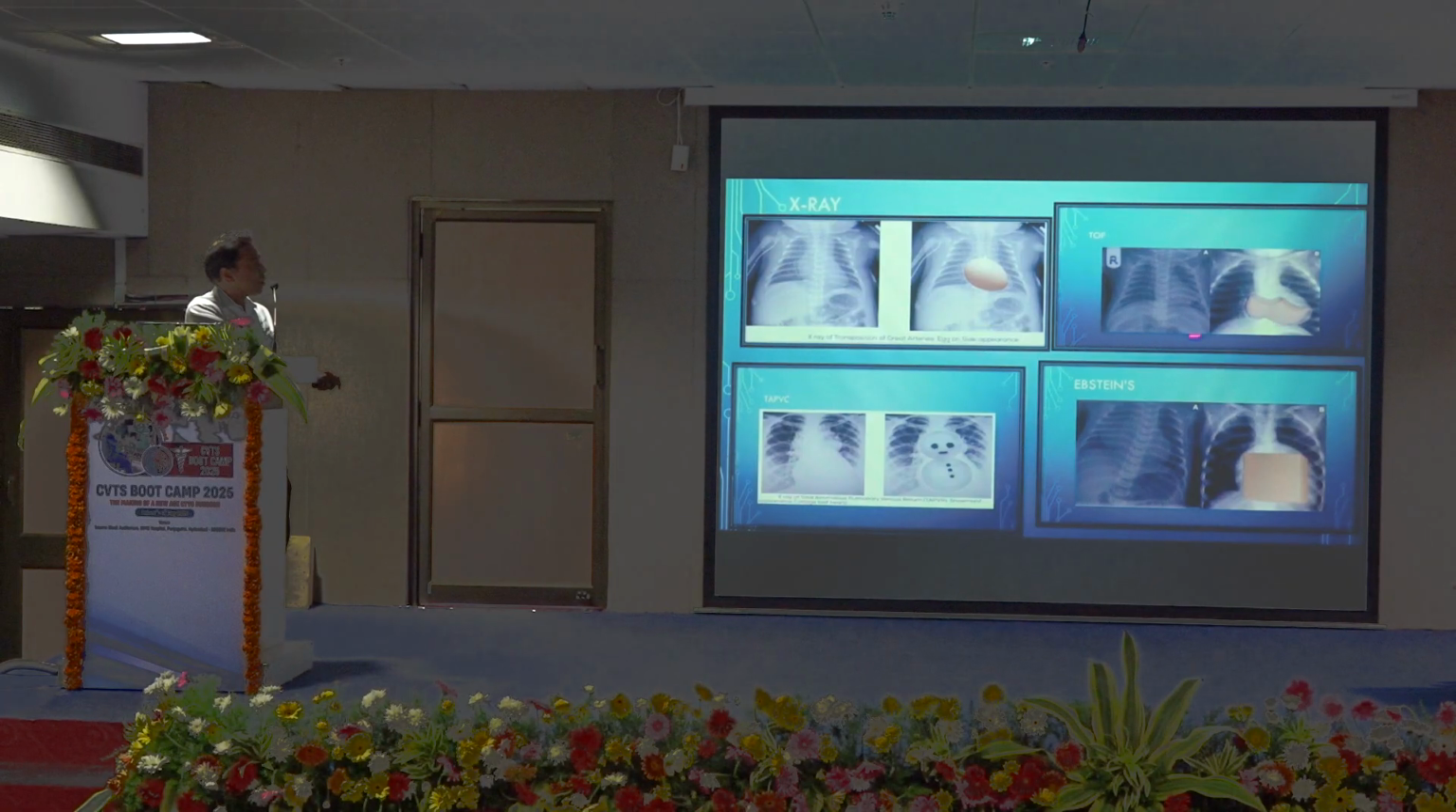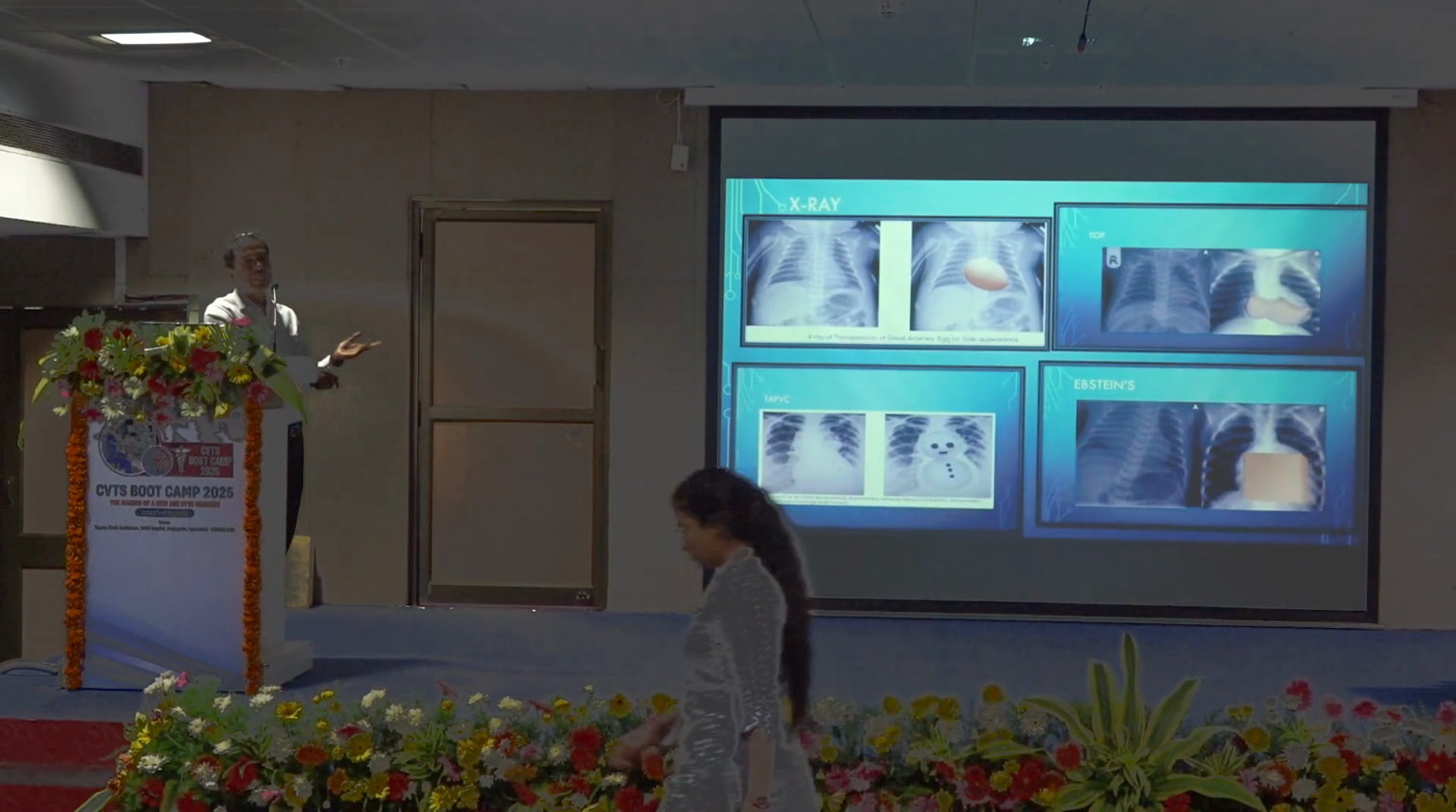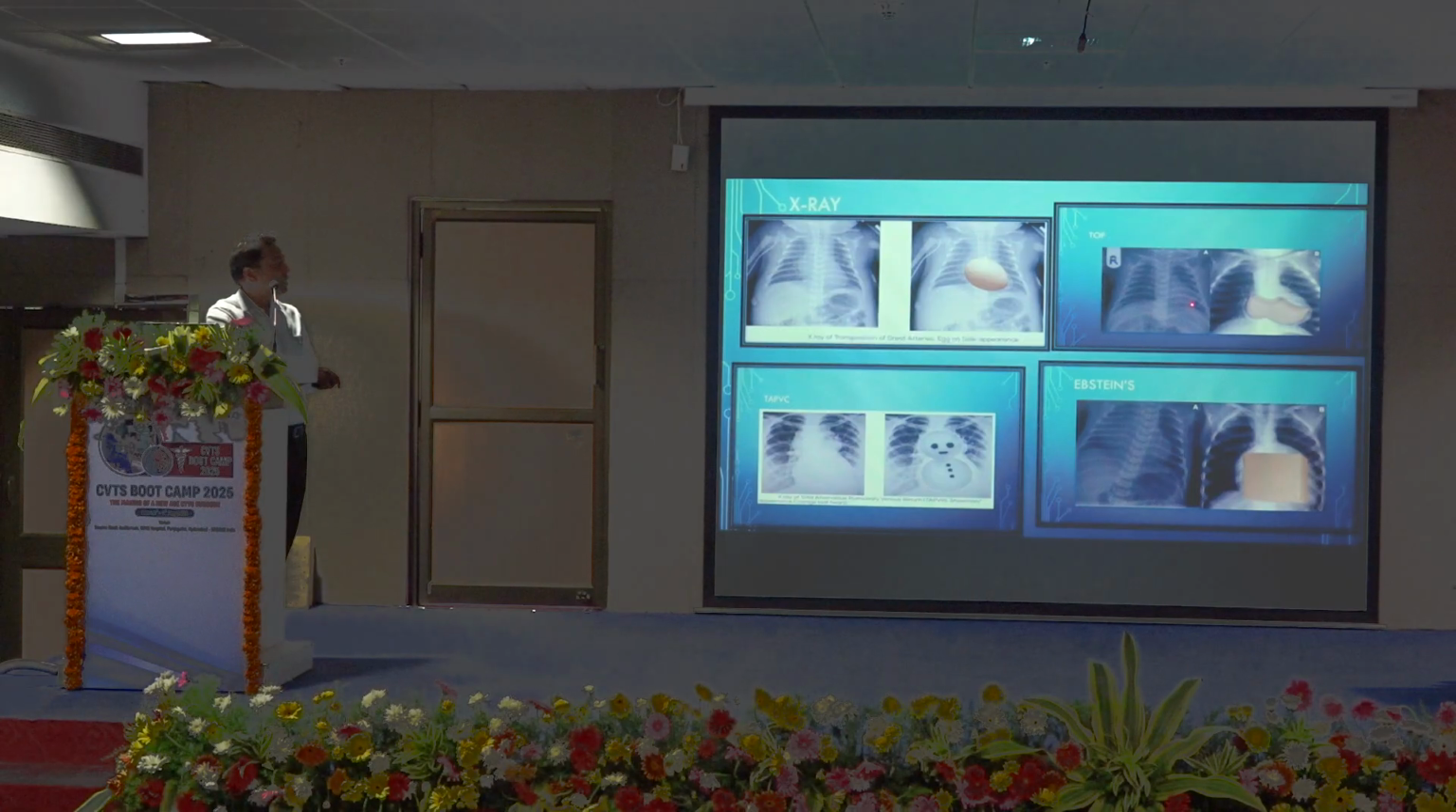Then coming to tetralogy of Fallot, there will be right ventricular hypertrophy. Because of right ventricular hypertrophy, the apex will be shifted and lifted up. And at the same time, there will be concavity of the pulmonary bay. So because of concavity of the pulmonary bay and right ventricular hypertrophy lifting the apex up, it causes boot-shaped heart. You must have heard about boot-shaped heart.